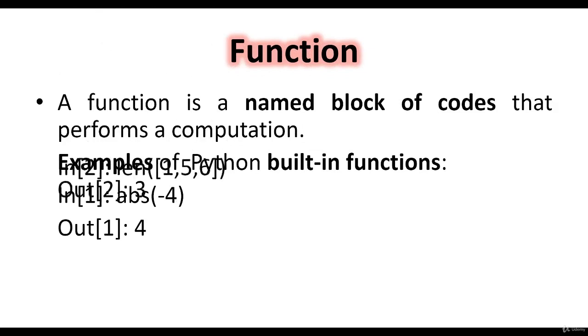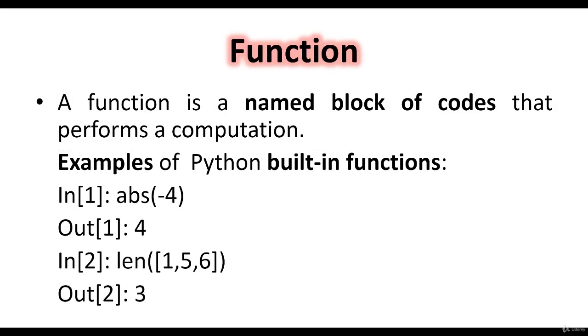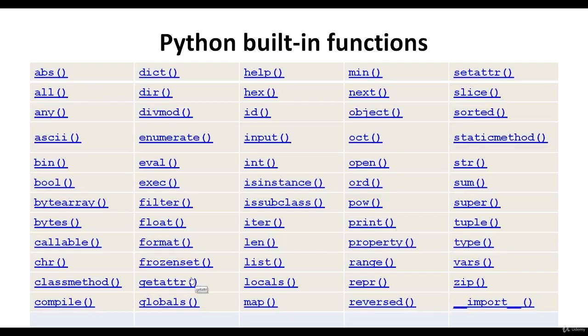Another example of Python built-in function is len. Len means length of a list. Here we can see there are 3 elements, so output is 3. These are the examples of Python built-in functions.